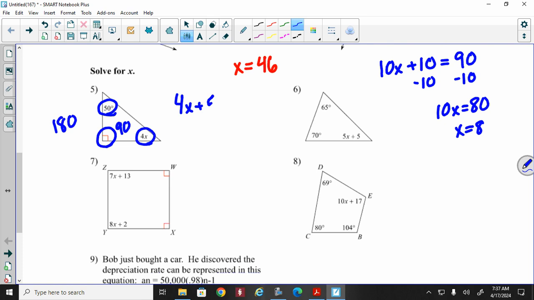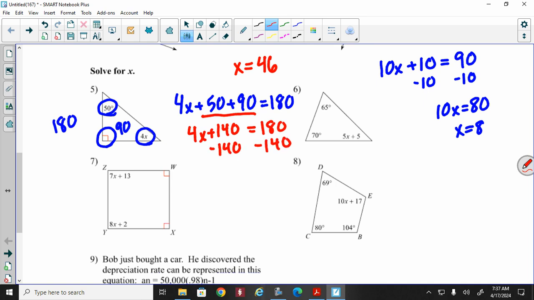So 4x plus 50 plus 90, and I'm going to set it equal to 180 because all triangles add up to 180. Now at this point, we're going to add 140. So it'll be 4x plus 140 is equal to 180. Subtract 140, subtract 140. You get 4x, which is equal to 40. So x is equal to 10.